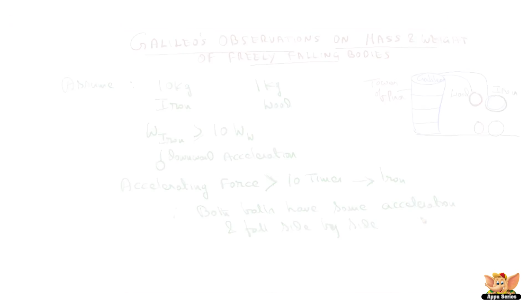In order to understand the acceleration due to gravity, which is represented as g: in horizontal motion we represent acceleration as a, whereas here we represent it as g, and it is measured in meter per second square, the SI unit, and it's a vector quantity.